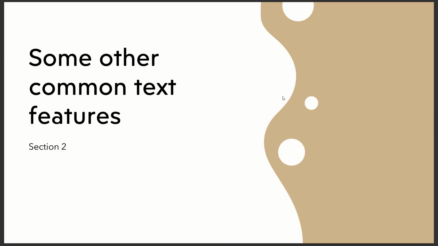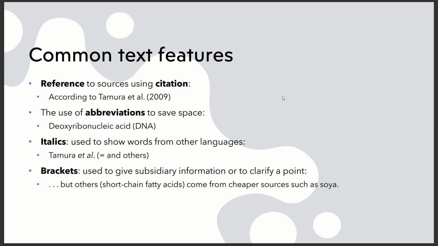Okay, continuing, guys, section number 2, some other common text features. Some common text features that we have here, four of them to be exact. First, we need to know this: references. We need to have references to sources using citation. So we have to reference our sources. We have to mention where we got the information from, if it is not ours originally.